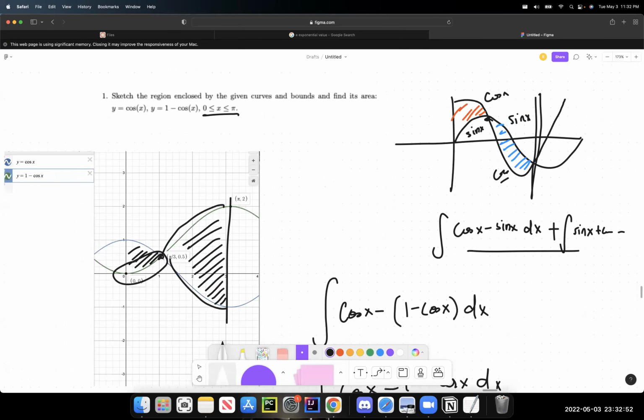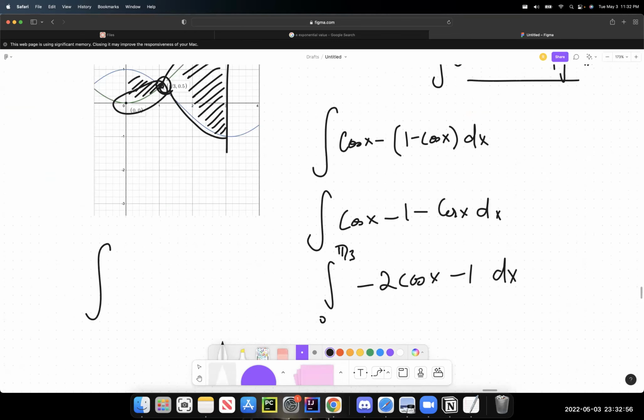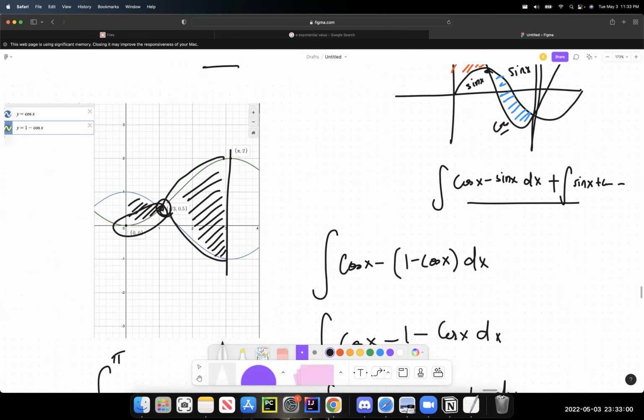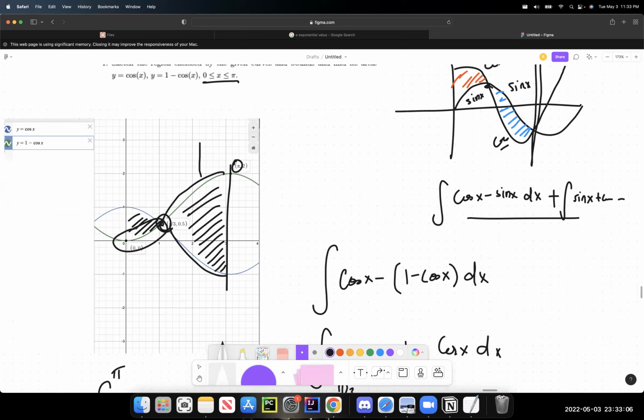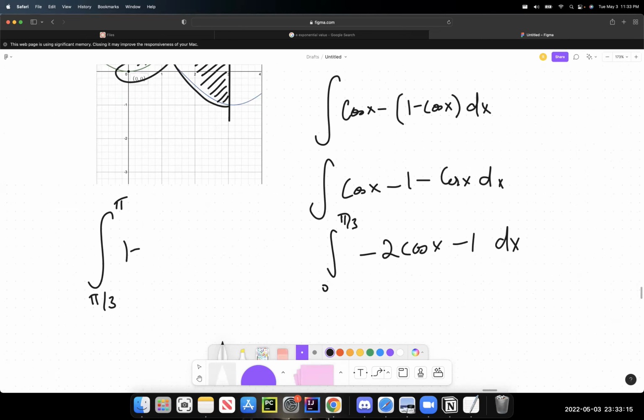And then the next guy, you'd start from this bound of pi over 3 and go from pi over 3 to pi, all the way to where we want, to pi. And now the top and the bottom change. Instead of cosine being the top here, it's actually 1 minus cosine. So it's 1 minus cosine of x minus cosine of x dx.